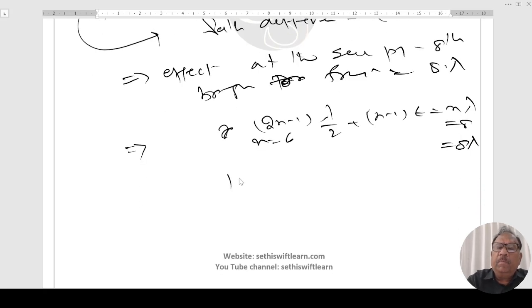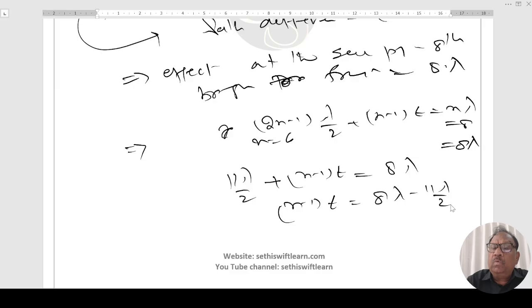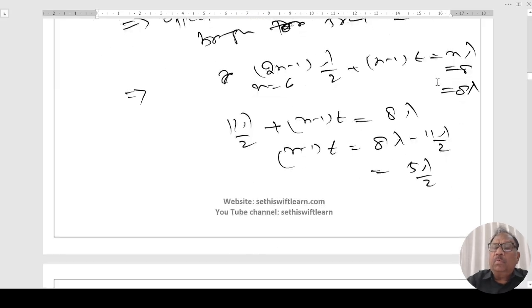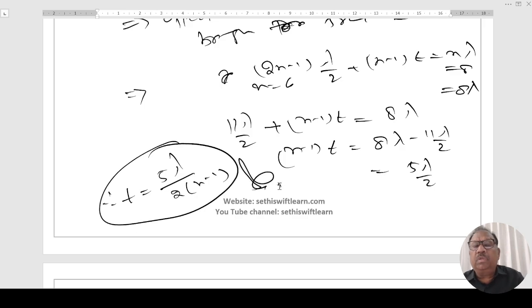So this comes out to be 11 lambda by 2 plus (n minus 1) into t equal to 8 lambda. Then simplify: (n minus 1) t equal to 8 lambda minus 11 lambda by 2, which is 5 lambda by 2. So t comes out to be 5 lambda upon 2 (n minus 1). This is the relation between all these three.